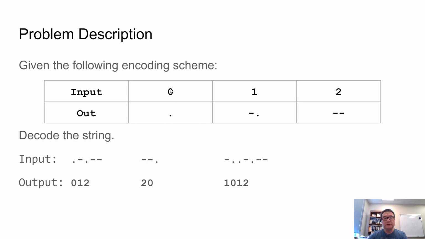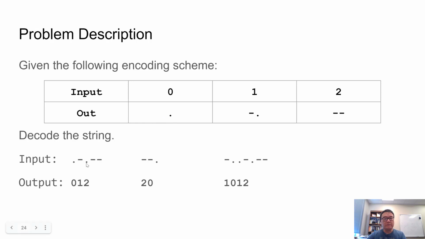So if the input is 0, we will encode that into a dot. And if it's 1, we will encode that into a dash dot. And if it's 2, we'll encode it into dash dash. So I guess this is a little bit similar to Morse code, but of course a lot simpler because we assume there are only 3 characters or letters that we want to encode. And the question asks us to decode an input string.